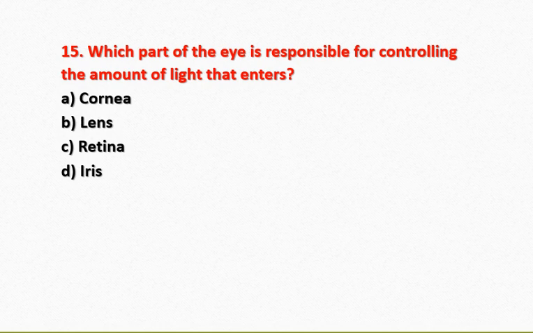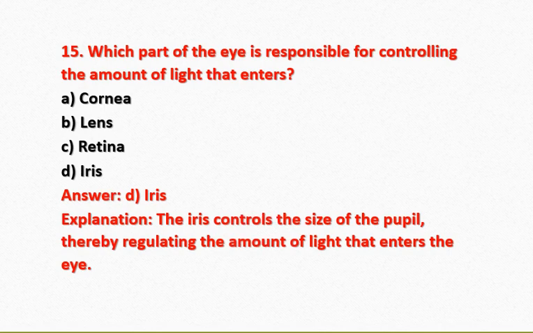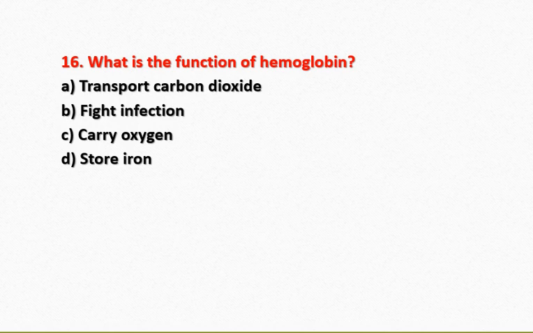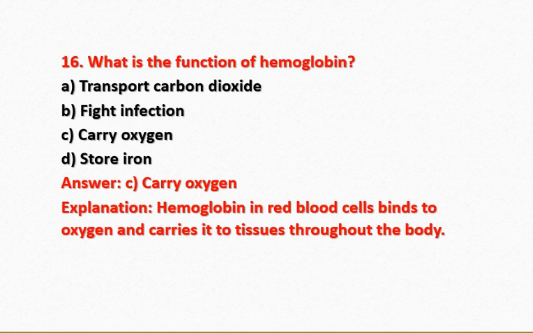Which part of the eye is responsible for controlling the amount of light that enters? Correct answer is option D, iris. What is the function of hemoglobin? Correct answer is option C, carry oxygen.